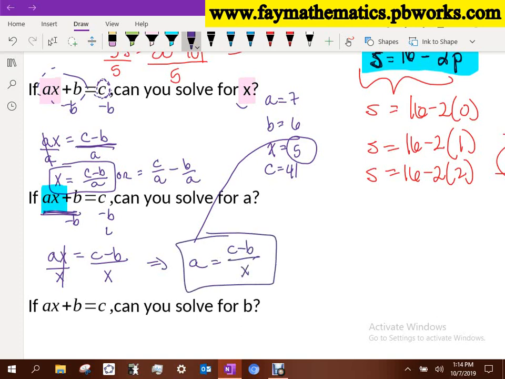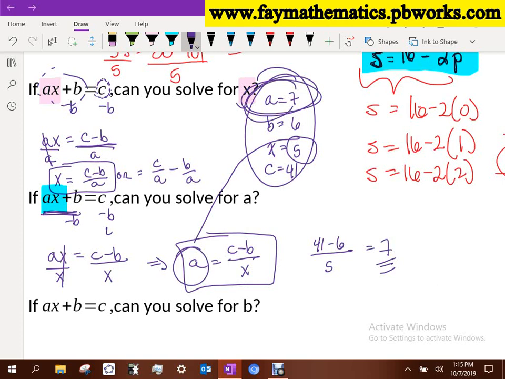Let's see if it checks out. What's C? Using these values, what was C? 41 minus B, which was 6. I'm going to divide by X in this case, which would be 5. So 41 minus 6 is 35. Divided by 5 is 7. So 7 is pairing up with that A, right? Is that what we had up there? Yeah. So we know we've done it correctly.